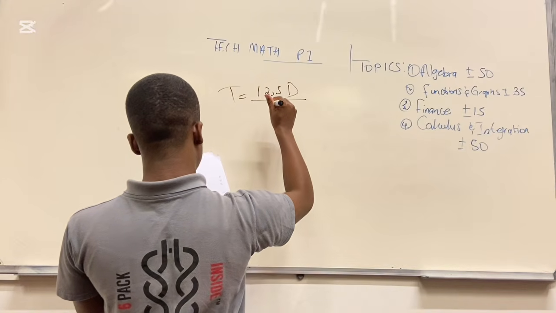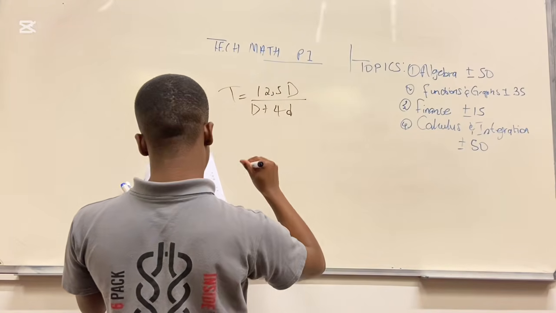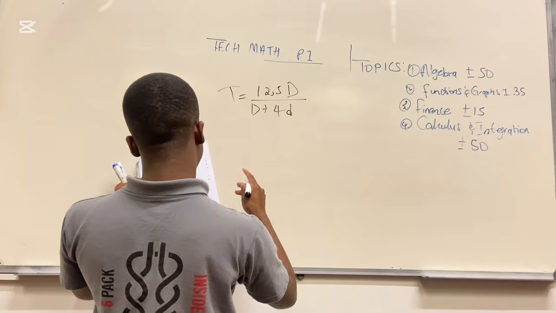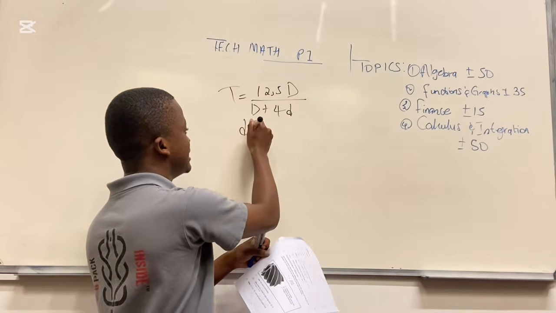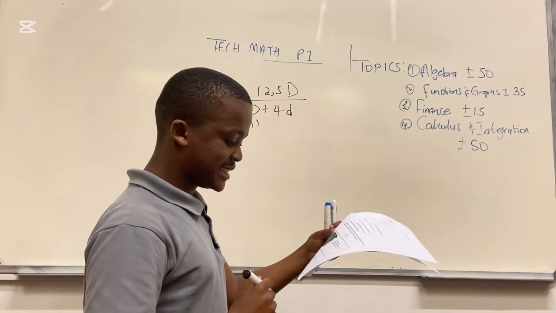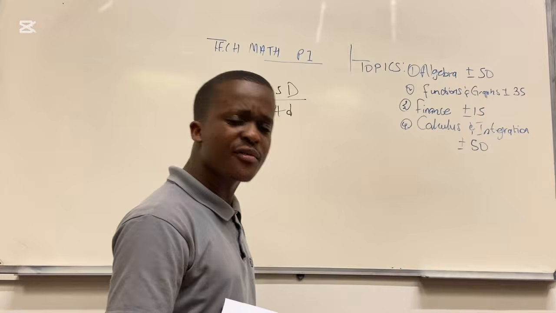12,5D over what? D plus 4 small d. But make D, that is the first question. Make D or smaller d the subject of the formula. Now read the statement. It's very, very important.